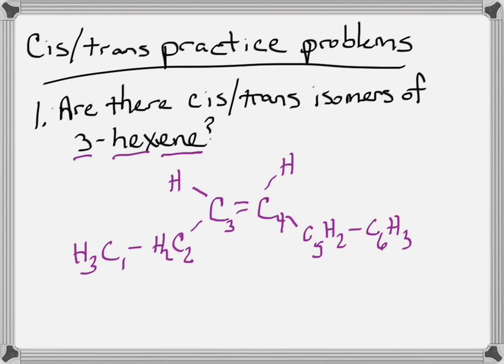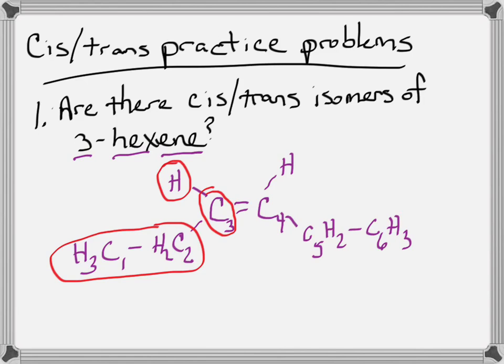And now I'm going to determine whether these can have cis-trans isomers. To determine that, I look at one of the carbons in the double bond. So I'll take a look at carbon number 3. The question I'm asking is whether the two groups attached to carbon 3, the hydrogen and this ethyl group, are different. Notice those are different. If I look at carbon 4, the hydrogen and the ethyl group are different.